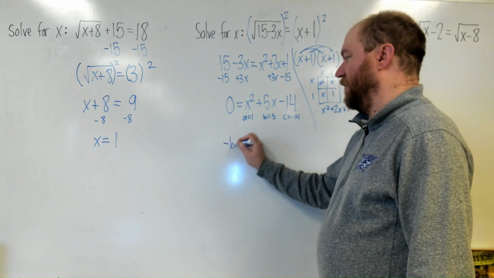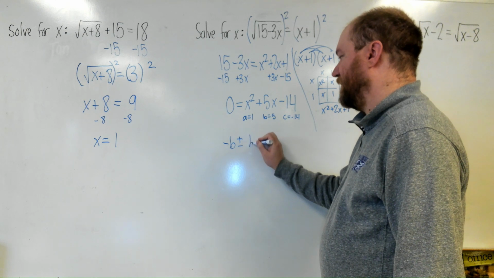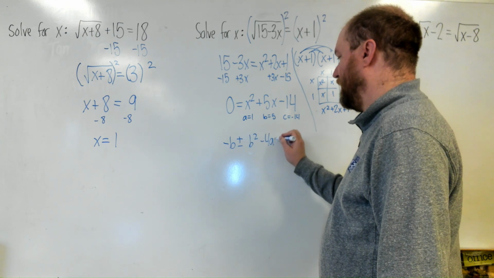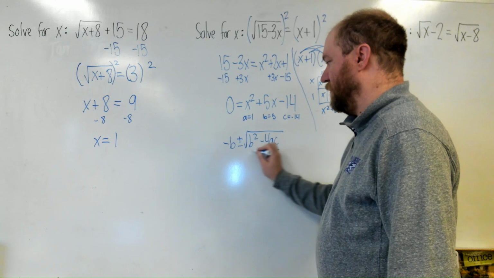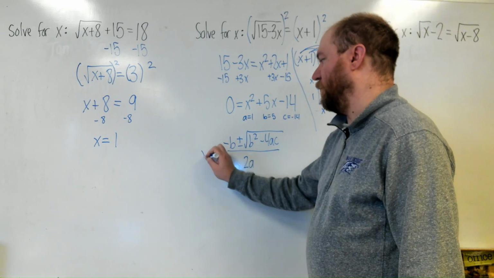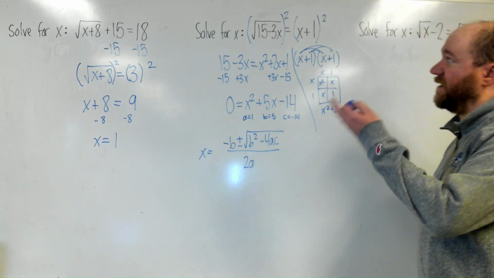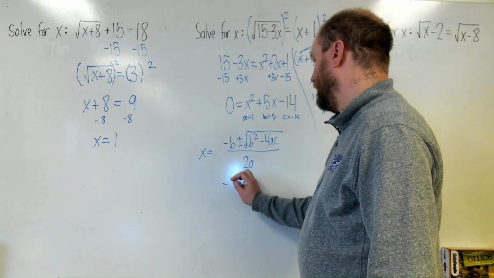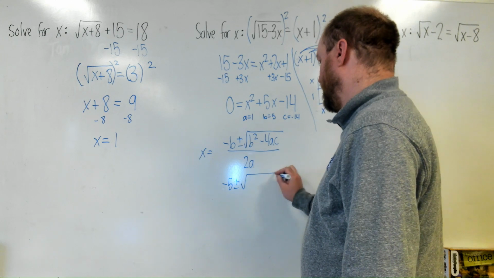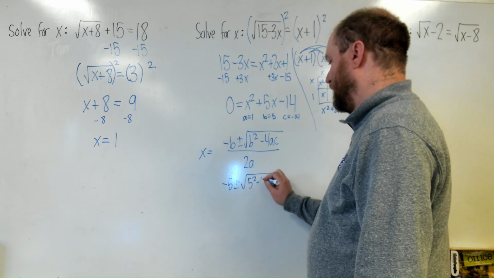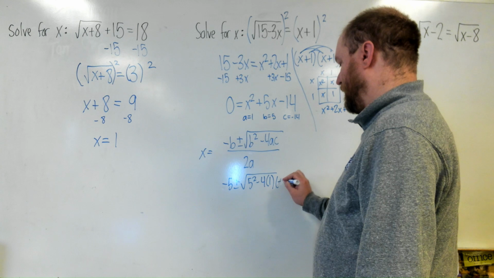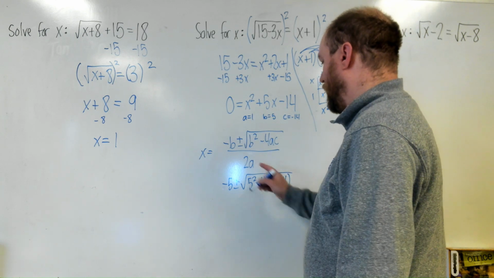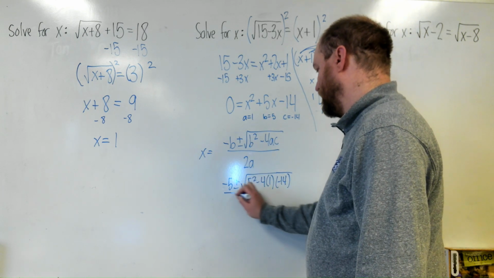The quadratic formula is negative b plus or minus the square root of b squared minus 4ac, all over 2a. And when we do that, we get the values of x that make this true. So let's solve this. Let's put in our negative 5 plus or minus 5 squared minus 4 times 1 times negative 14, all over 2a, which is all over 2.